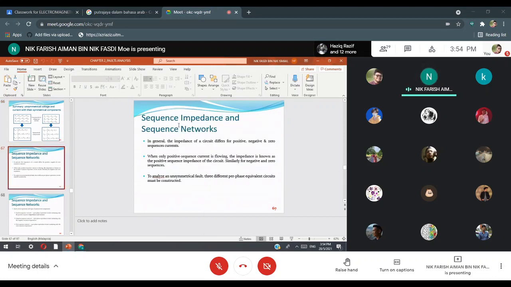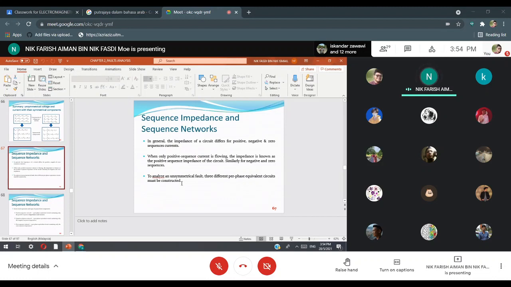Okay, good. Sequence impedance and sequence network. In general, the impedance of a circuit differs for positive, negative, and zero sequence currents. Where only positive current is flowing, the impedance is known as the positive sequence impedance of the circuit. Similarly for negative and zero sequences. To analyze the unsymmetrical fault, 3 different per phase equivalent circuits must be considered. Okay, now we are going to discuss the equivalent circuit of positive, negative, and zero sequence.